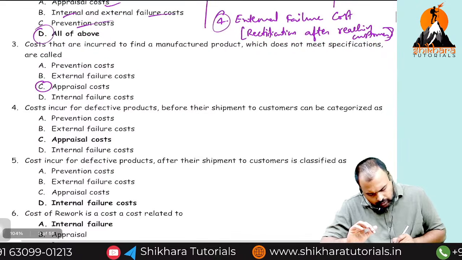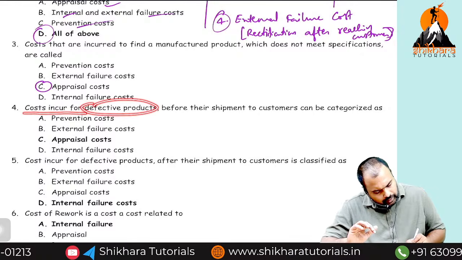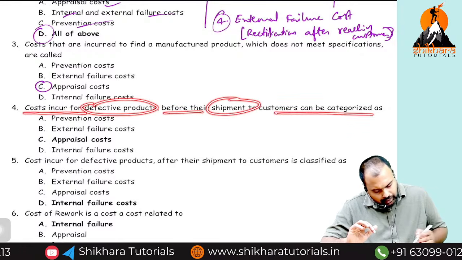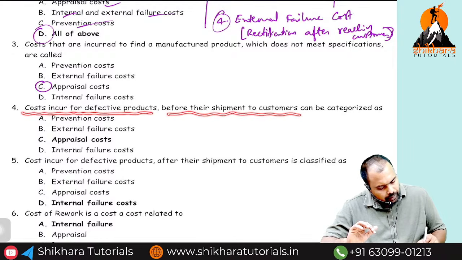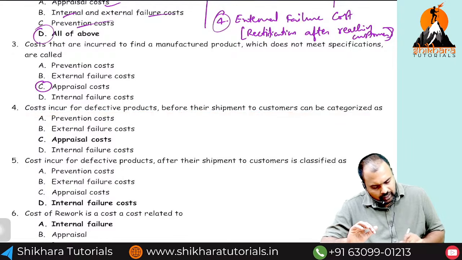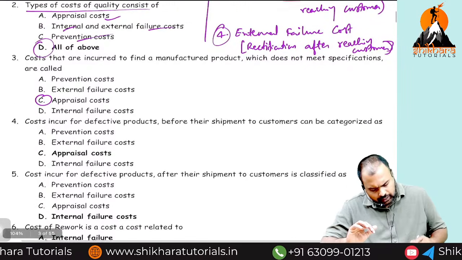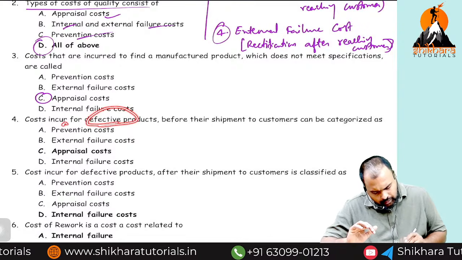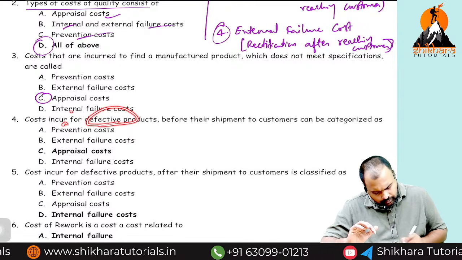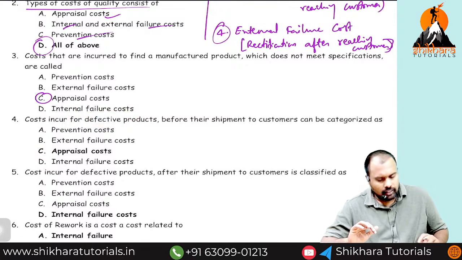Next, cost incurred for defective products before the shipment to the customer can be categorized as... So, cost incurred for defective products before the shipment occurs to the customer. It's not so clear whether it is finding or rectification. Cost incurred for defective products is about finding them, so you can consider it an appraisal cost, that is nothing but finding what is defective.